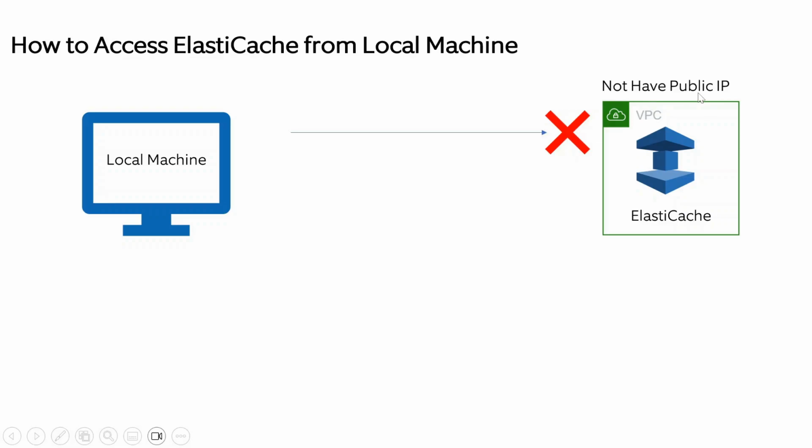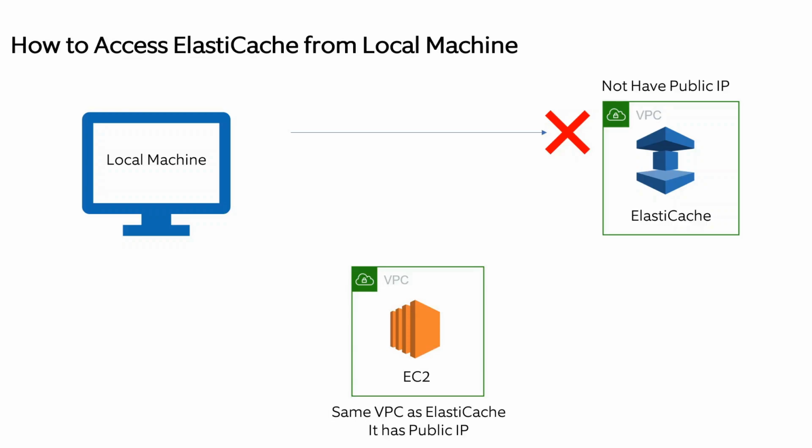To resolve this issue, we will create an EC2 machine in the same VPC in which your Elasticsearch Redis cluster lies. So this VPC and this VPC are the same. The only point is that this Elasticsearch doesn't have any public IP, while we will be assigning a public IP to this EC2 machine, right? So that's the main point.